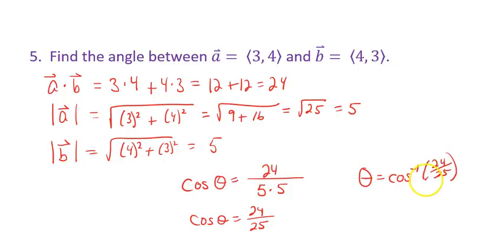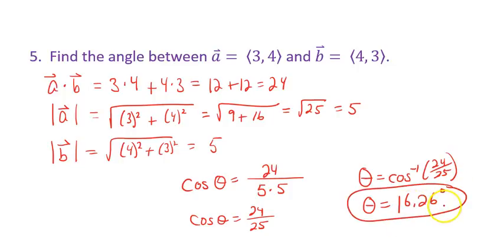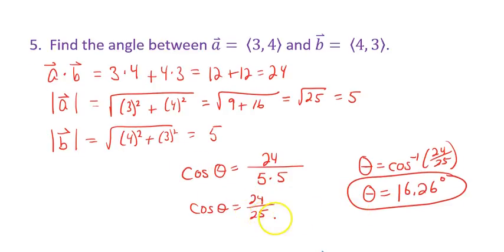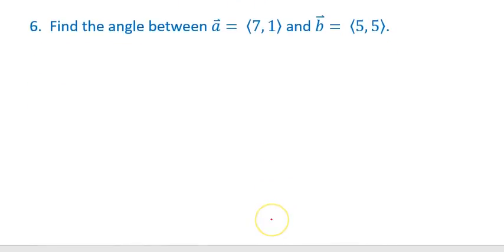You want to make sure, in this case, that we're all in degrees. So check the mode on your calculator and make sure you're in degree mode. And if we do the cosine inverse here, we get something about 16.26 degrees. And that's our answer. So let's try our next one. If you want to pause and try this one on your own, this is a good time to do that. If not, just follow along and I'll continue with my explanation here.